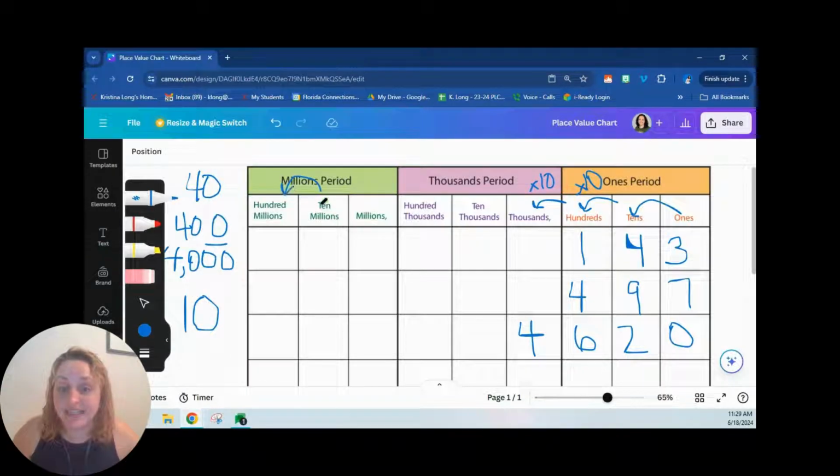This 10 millions, 100 millions is still 10 times bigger. It doesn't change no matter how high up you go in the place value system. So that's so cool. And you know what? The opposite is also true. If I go down, guess what I'm going to divide by? Because opposite of multiplication is division. I'm going to divide by 10. It's 10 times less. So every time we go up a place, it's 10 times bigger. Every time we go down a place, it's 10 times less.